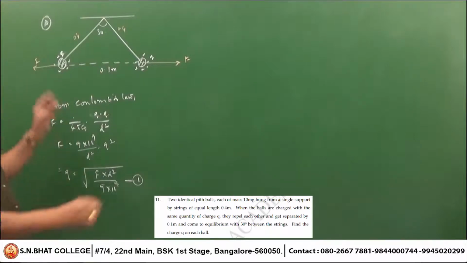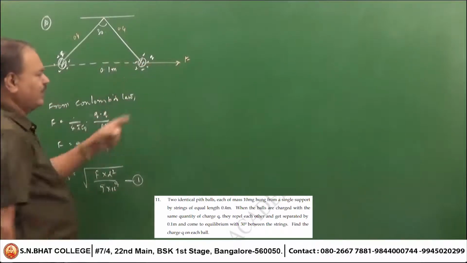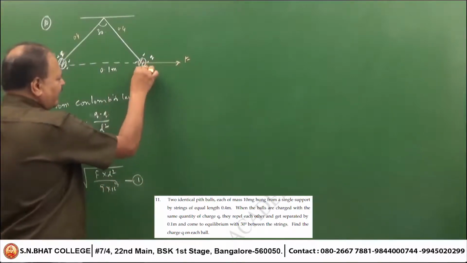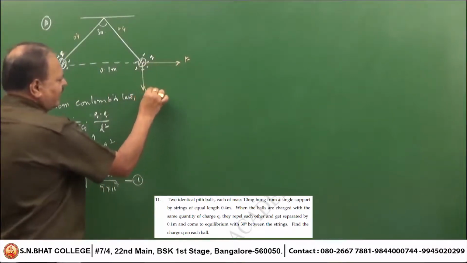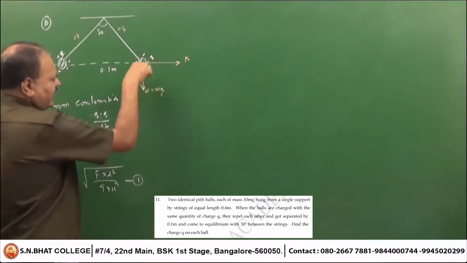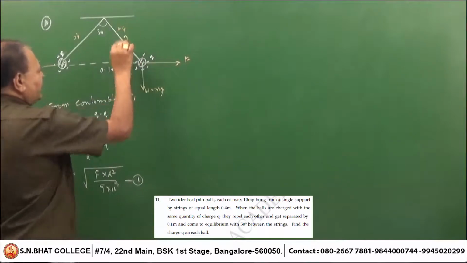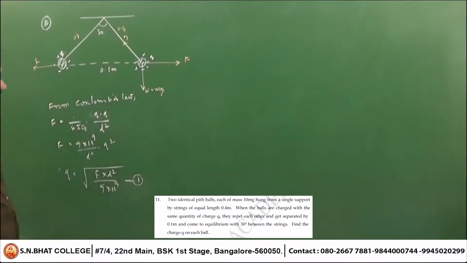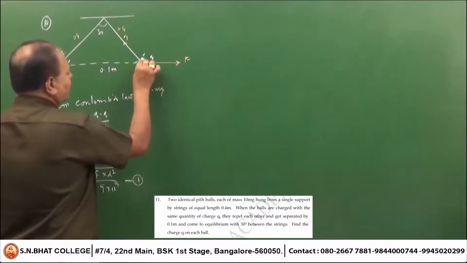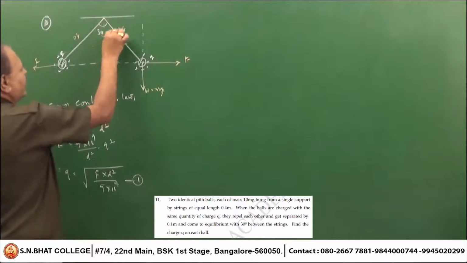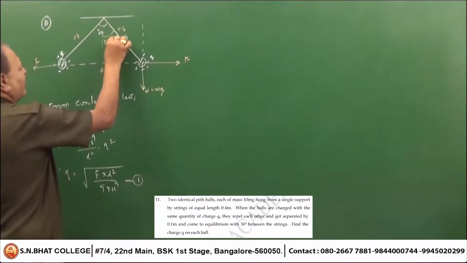Remember he says each ball is in equilibrium. Both are in equilibrium, let us write only about one. For equilibrium, 3 forces act. One is weight, W is equal to mg acting in the downward direction, repulsive force in this direction, tension in this direction. You know in the first year PUC I have taught Lami's Theorem. You should know this. If the total angle is 30 degree, what is this angle? It is equal to 15 degree.